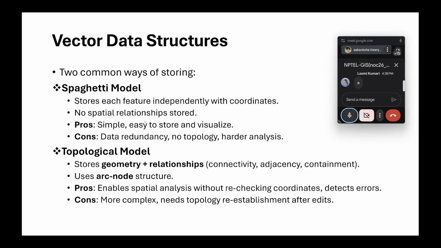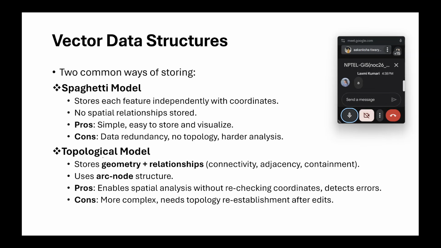But what happens? There can be data redundancy, meaning some features can appear twice, and because there is no topology, it is harder to analyze. Okay, so there is no relationship between the features, so that means analysis of the structure is going to be harder.